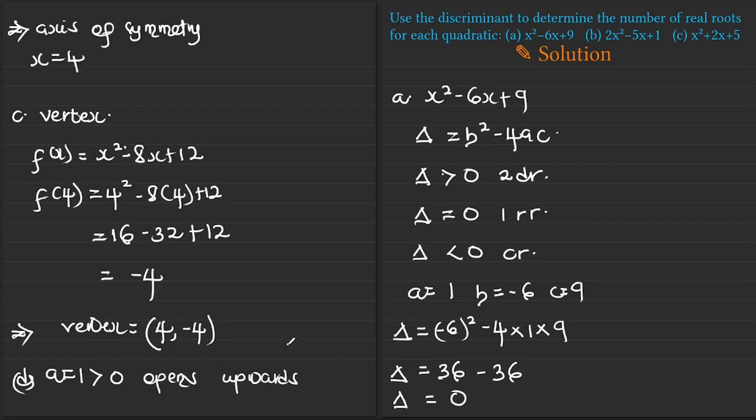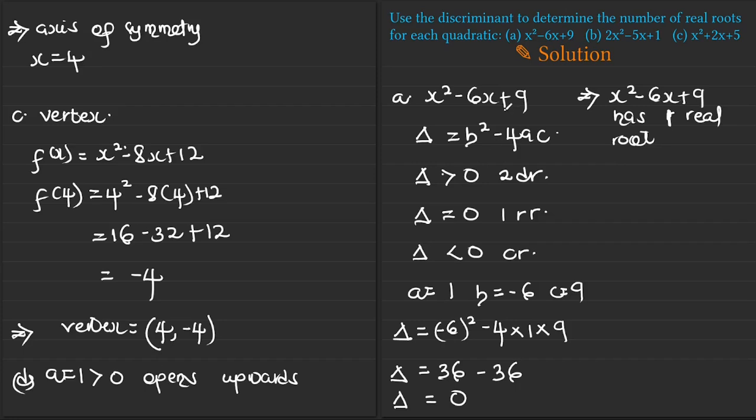So what is our conclusion? It is very obvious, isn't it? It has just one real root. So our first equation, x squared minus 6x plus 9, has one real root. You could also say it has repeated roots. And that simply means the parabola touches the x-axis, as I illustrated in the previous session.